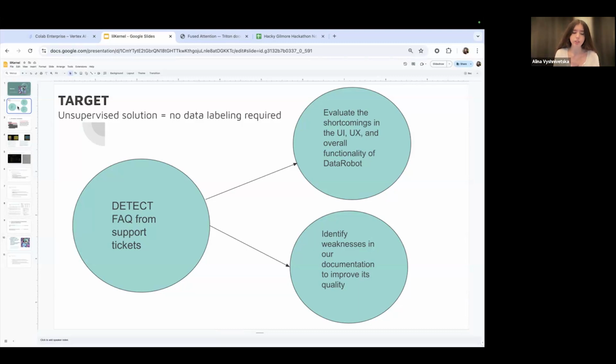So some support agent should have already told that this ticket is related to this frequently asked question, and it's not actually a good solution because you need a lot of labor for doing such stuff, and that's why I was going towards an unsupervised solution. It would be beneficial for product designers, to evaluate shortcomings and to identify weaknesses in our product.